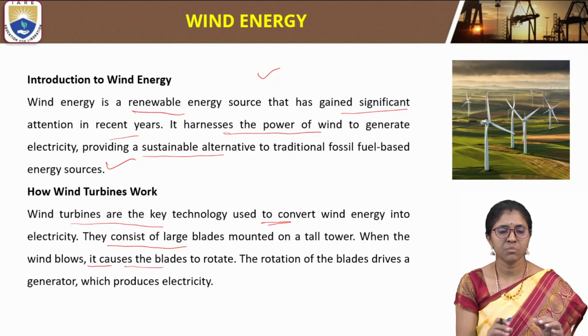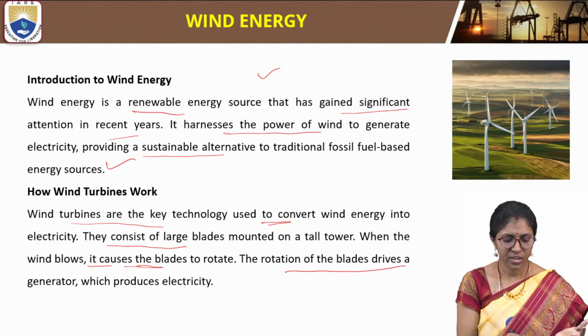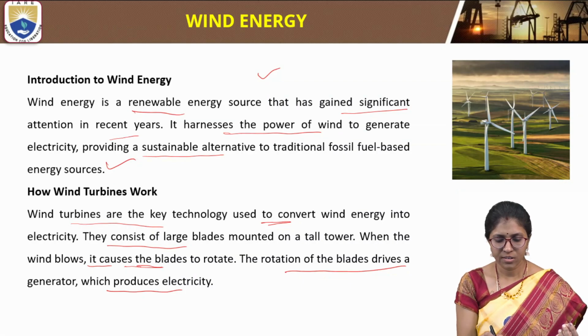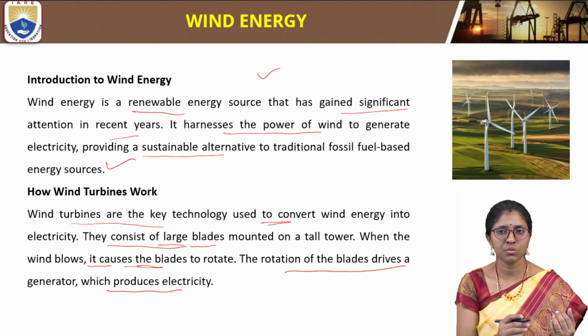The rotation of the blades drives a generator, which produces electricity. So wind turbines consist of large blades mounted on a tall tower. When the wind comes, it causes the blades to rotate, the rotation of the blades drives a generator, and that generator produces electricity. So wind energy is converted into electricity by using wind turbines.